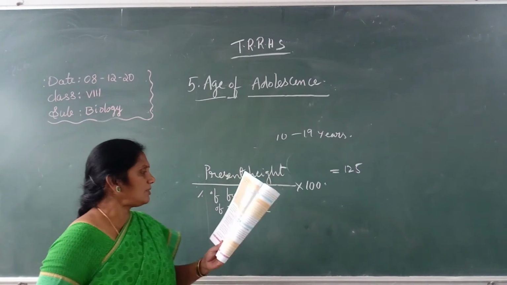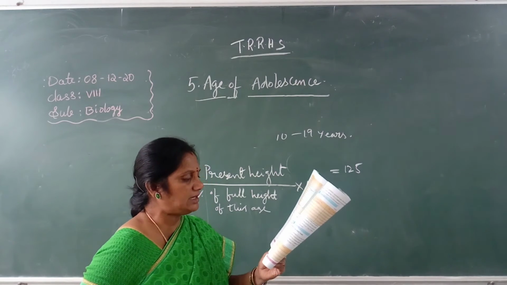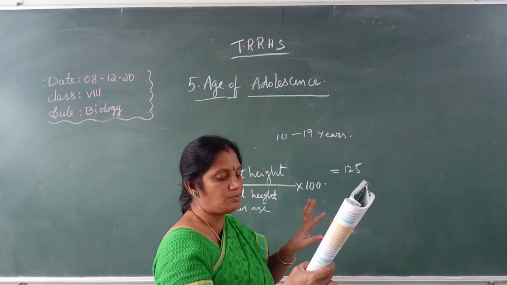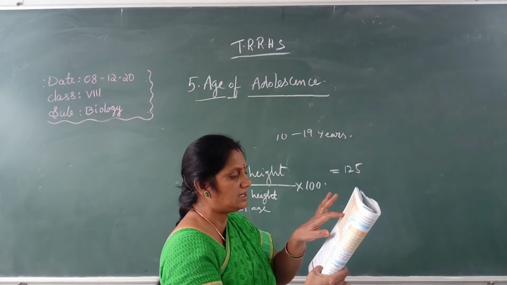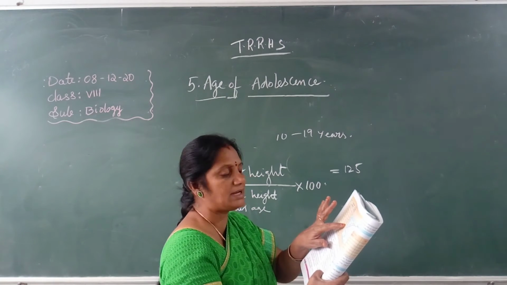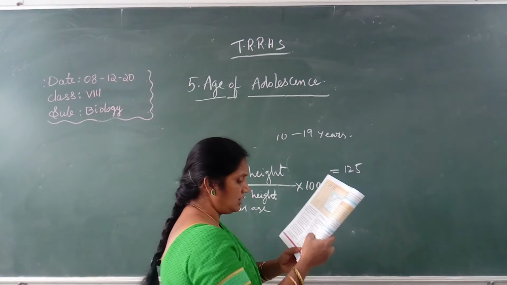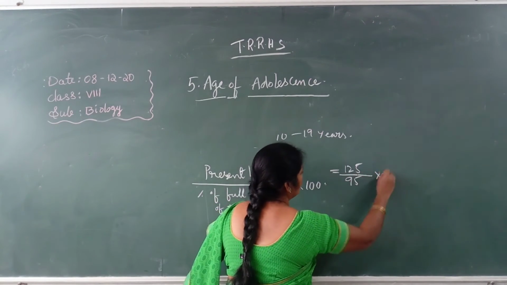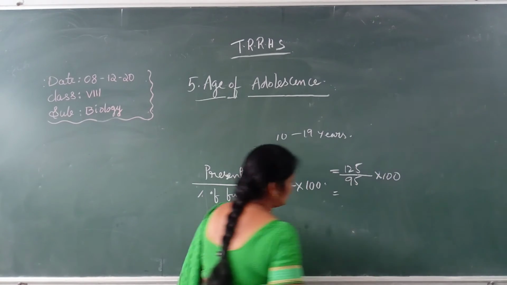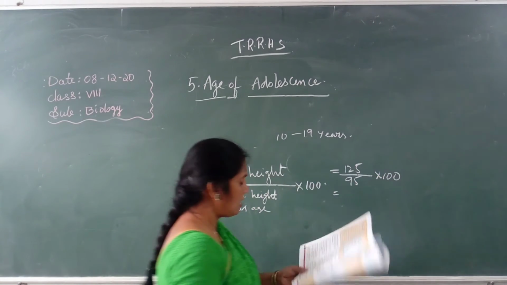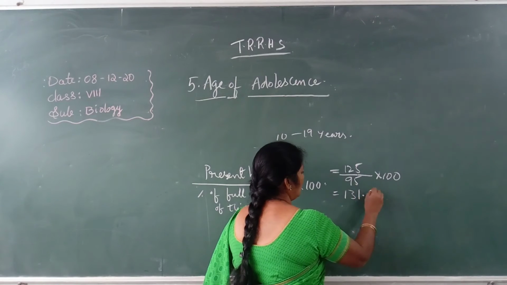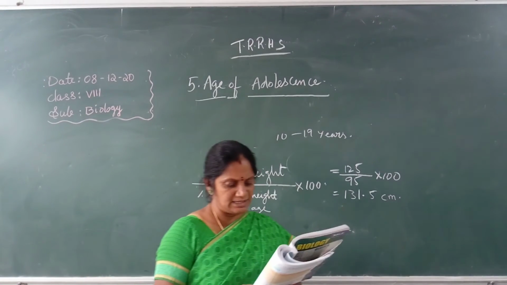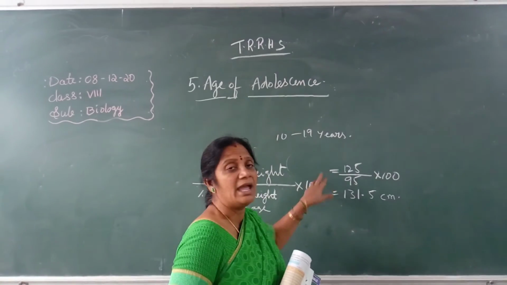Then you see here at the age of 13 years. For example, Sneha, they have given the example Sneha, 13 years. At 13 years the maximum height will be 95. So here, 95 by 125, 95 into 100. So they will get here nearly 131.5 centimeters when it will reach the time of 18 years.